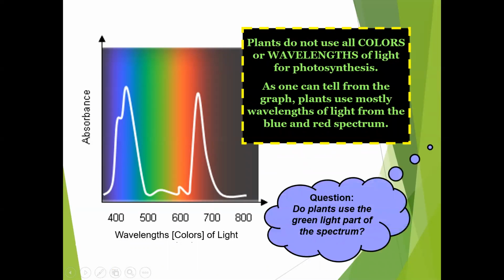Same thing over here. Okay, so do plants use the green part of the light spectrum? Let's look at the graph. No, they don't. So rather than being absorbed, they're being reflected back. And that is what our eyes interpret, and that is why plants appear green, because that particular wavelength of light is not being absorbed. It's being reflected back, and our eyes are able to see it because of that.